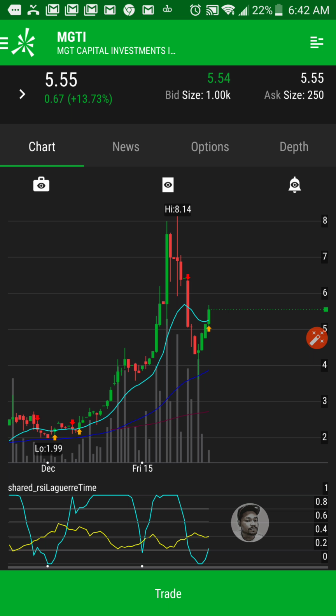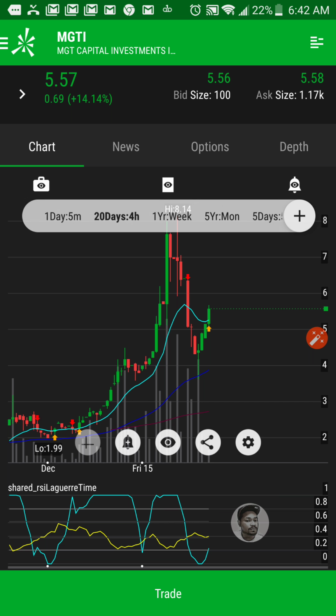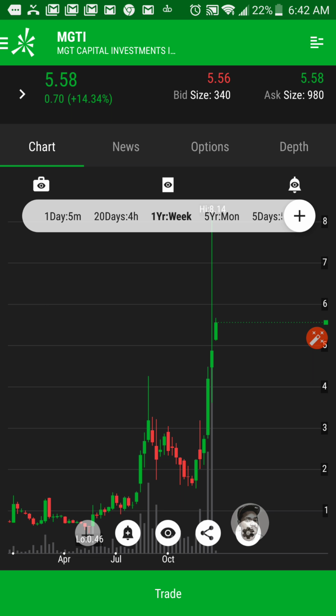And what you see here is what looks like a crypto, a Bitcoin, a Litecoin chart. What is this? 4-hour chart. Let's do days. And let's do weeks. Let's see what's going on. All right, here we go. So this thing has been bought up to $8.